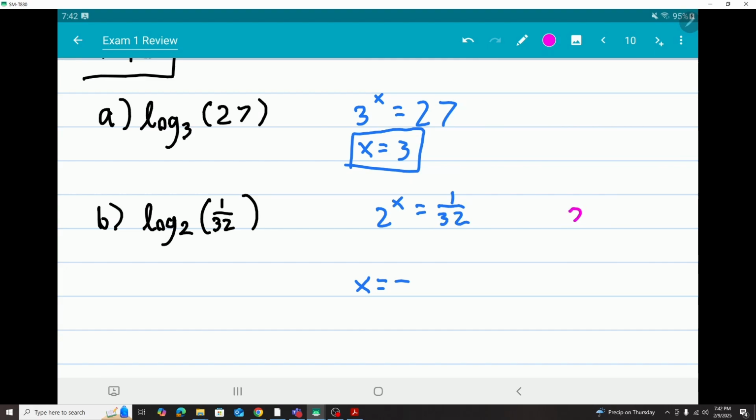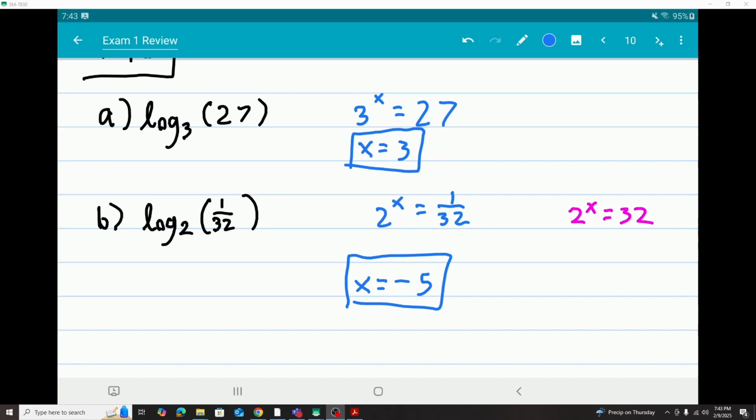So on the side I'm going to say, what if it was just regular 32? Maybe it takes a little bit of running. You could always keep dividing it by 2 until you get back to 1. But here we get 5. 2 to the 5th is 32. So 2 to the minus 5. The minus says just flip it over into a fraction. So we get x equals minus 5.